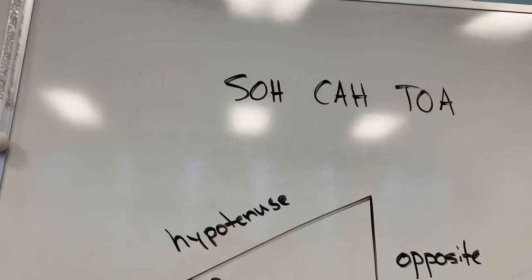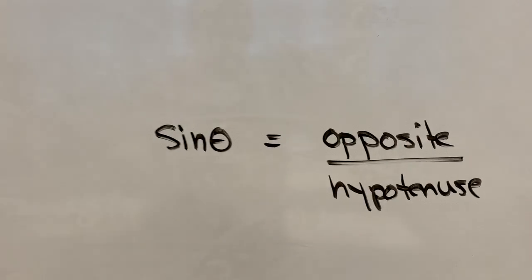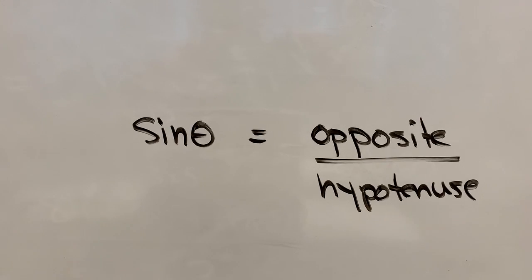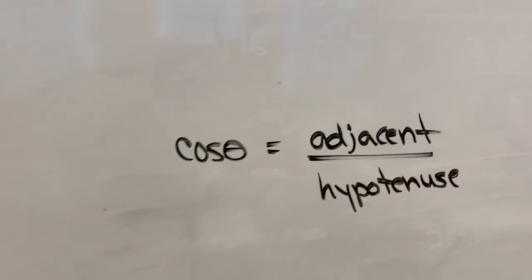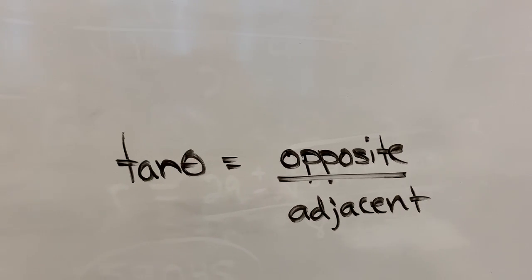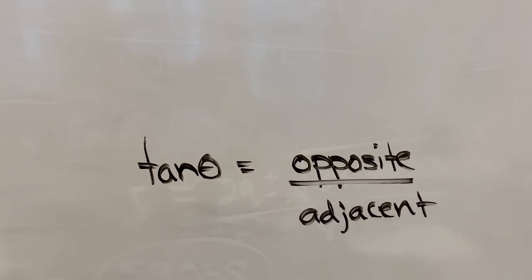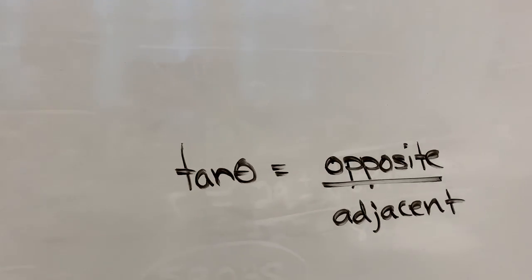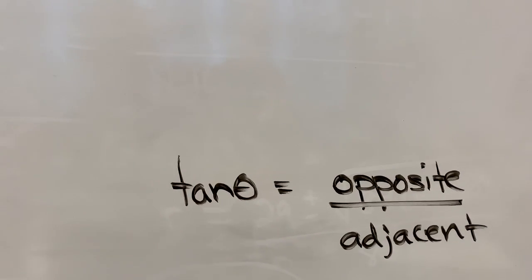So the SOHCAHTOA memory device is just to remind you that sine is opposite over hypotenuse, cosine is adjacent over hypotenuse, and tan is opposite over adjacent. So we will continue to use that stuff. It continues to be true. If anything, Math 20 and Math 30 just extend your knowledge of trig.